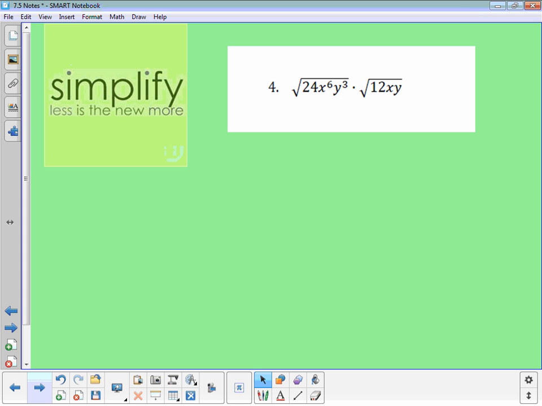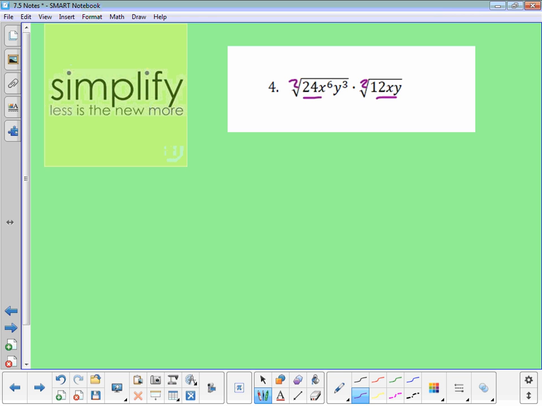In number 4, I now have 2 radicals being multiplied together. And they both have an index of 2. They're both square roots. Since they're both square roots, I can take everything that's underneath and multiply it together. So that's what I'm going to start with. I'm going to put everything together.